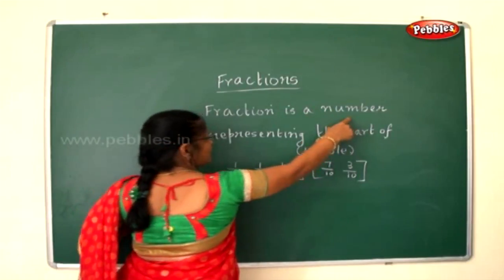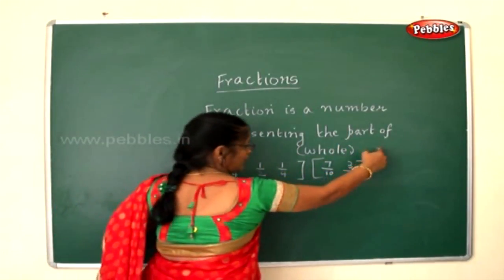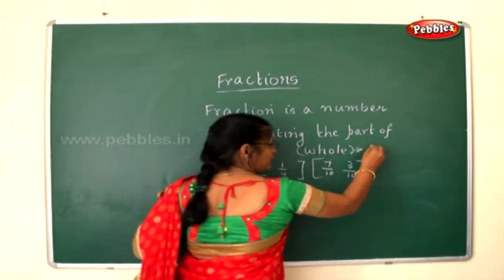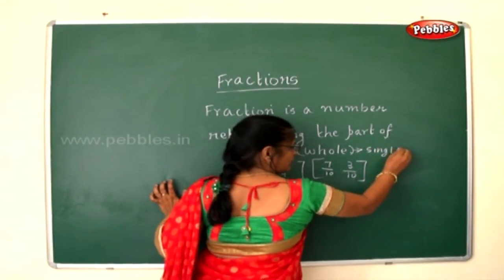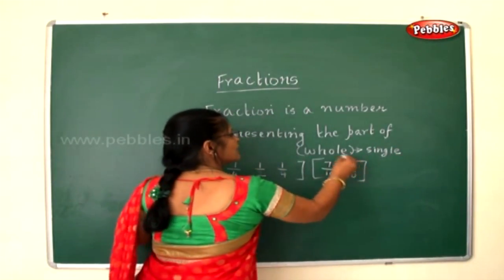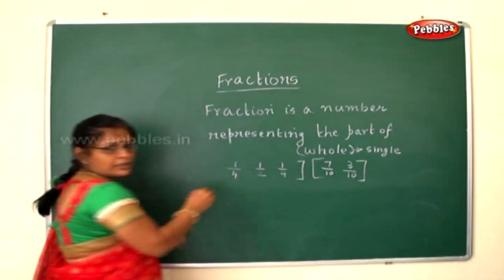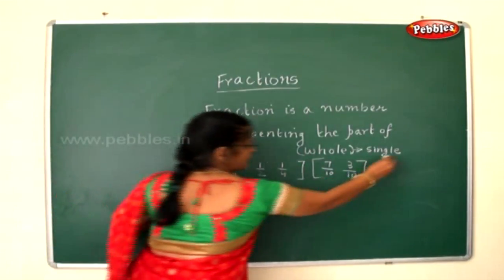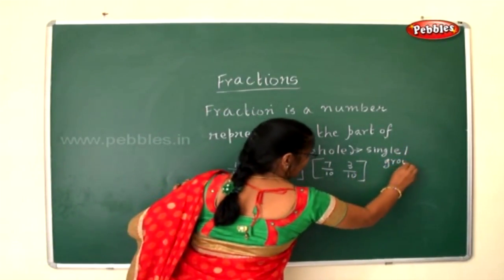A fraction is a number representing the part of the whole. And this whole may be a single object or a group of objects.